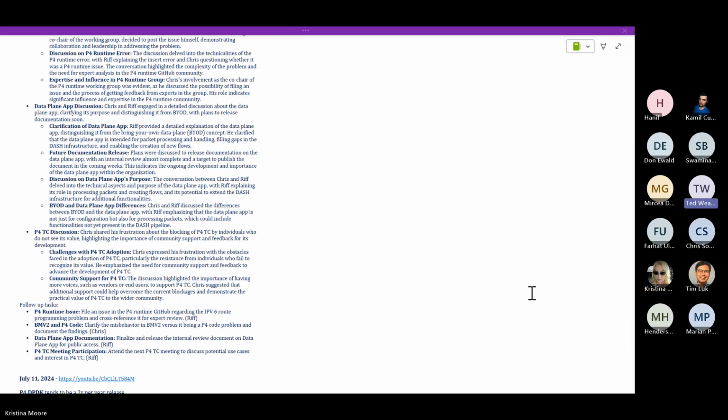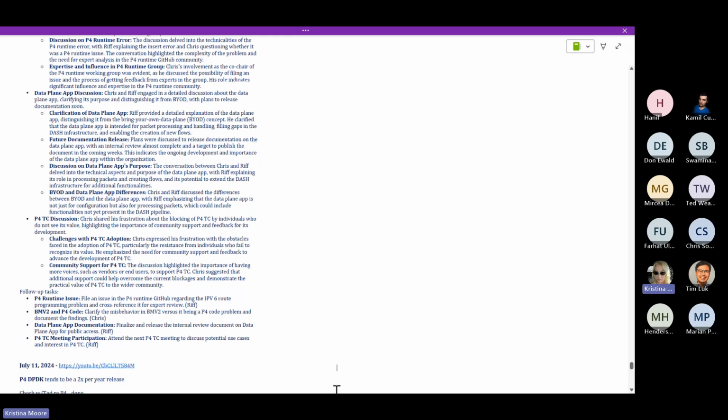And that's where the work can be done on what you were terming P4 extensions, correct? Yeah, I think so. And I can show you.